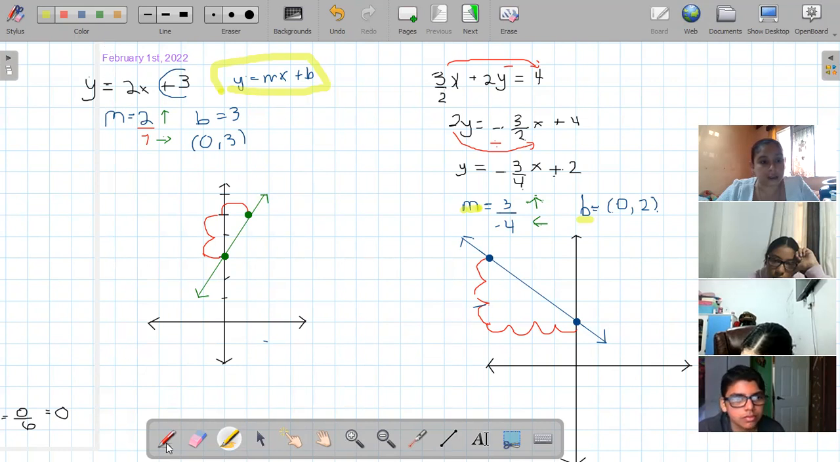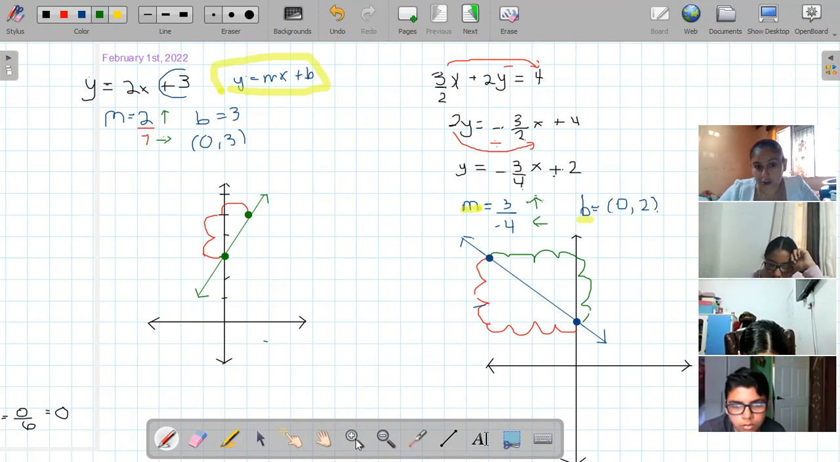And as you can see, it doesn't matter if you pick first the rise. If you pick the rise first, then we go 1, 2, 3, and then the run goes to the left. 1, 2, 3, 4. Same spot. It doesn't matter if you pick first the rise or the run. At the end, you're getting the point exactly in the same position. Is there any question?